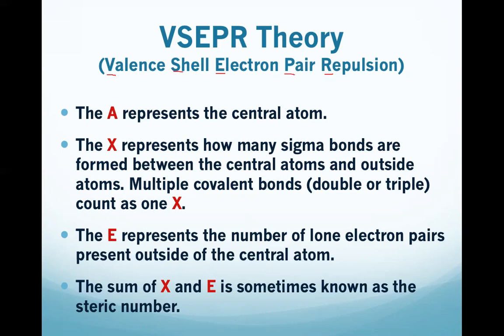All right, a few naming conventions. The A represents the central atom. The X represents how many bonds there are. Sigma bonds are just like the first bond, the first line, like a single bond. The E represents the number of lone pairs on the central atom. The sum of X plus E, the number of bonds plus the number of lone pairs on the central atom, represents the steric number. Now, all of those are abstract things, so let's go on to the next one.